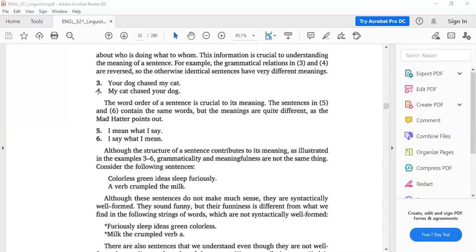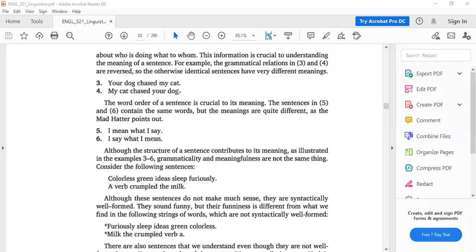Now in 4, the NP my cat precedes the verb, so it is the subject, and your dog is the NP following the verb, and it is the object. So what specifies the grammatical relations in the sentence? Syntactic rules. Excellent. Yes, syntactic rules. Not only that, so far, what do the rules of syntax do?